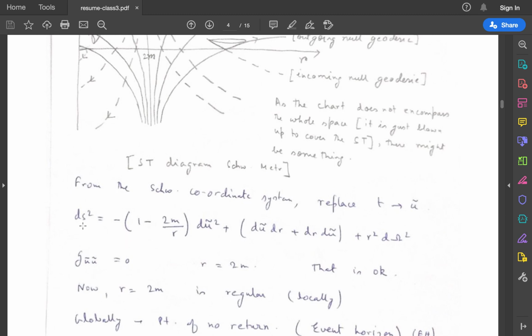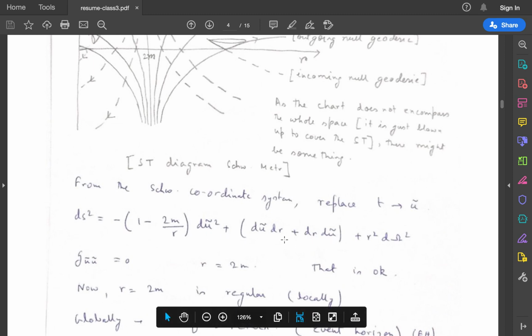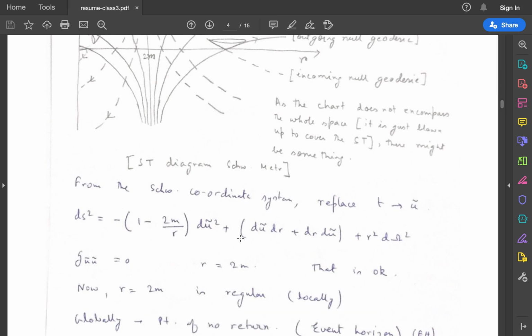Let us now check the line element ds squared. It becomes minus 1 minus 2m by r du tilde squared. However, it now becomes non-diagonal. You can check, as we have learned, how the metric coefficients change with the changing coordinate system. That means g mu nu equals delta mu alpha delta nu beta g alpha beta.